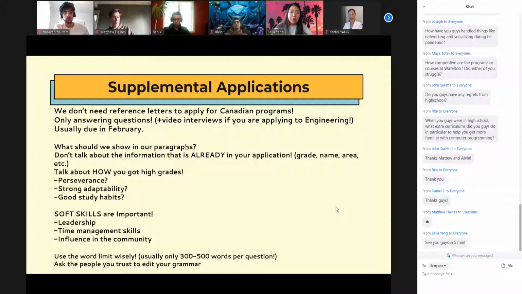And after you have written your response, if that is not a time limited question, you can ask the people that you trust to edit your grammar. So for me, for every single application that I went through, I asked my best friend to check my grammar so that I make sure I turn in the best answer.